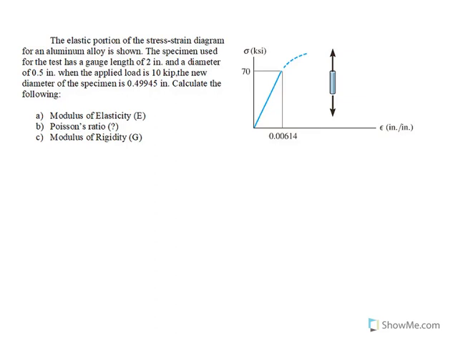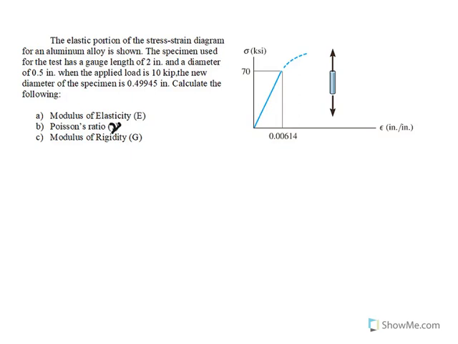Hello, I'm here with another video, this time related to stress versus strain diagrams and properties such as modulus of elasticity, Poisson's ratio, which is denoted by nu, and modulus of rigidity, G. So here we have the elastic portion of a stress versus strain diagram for an aluminum alloy.